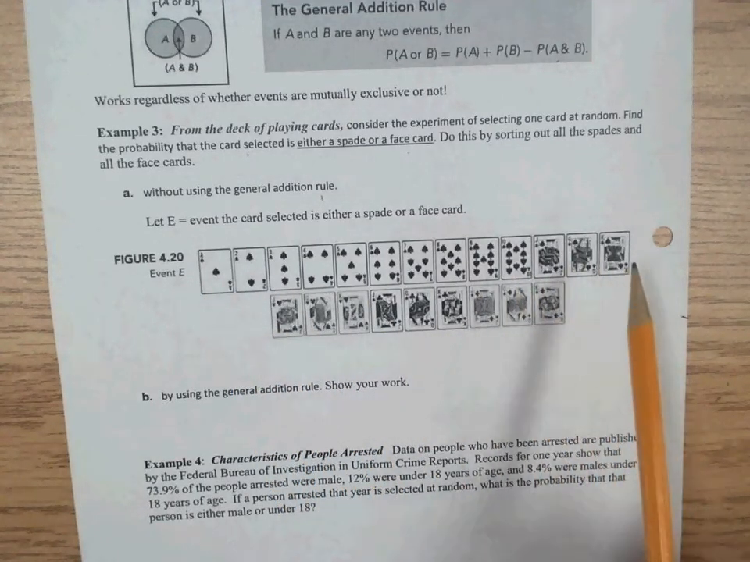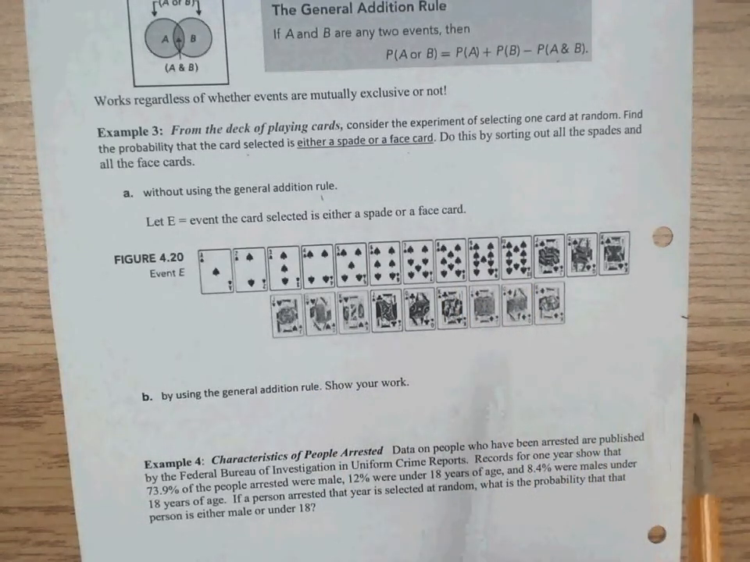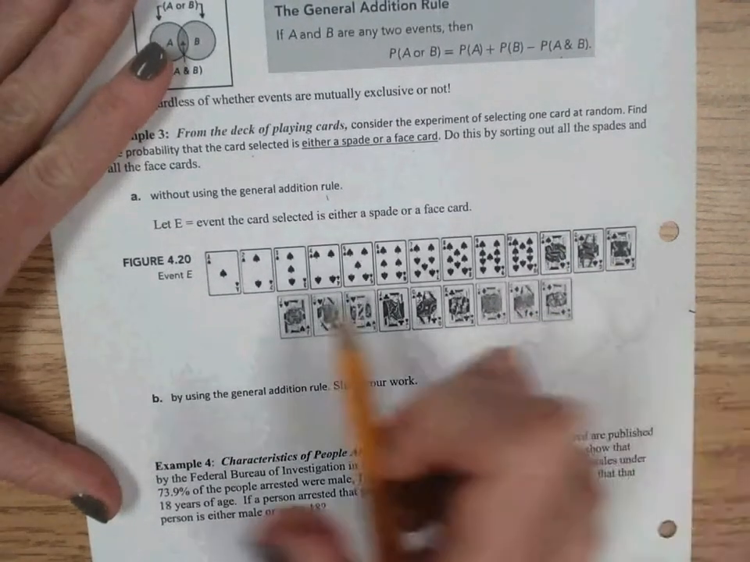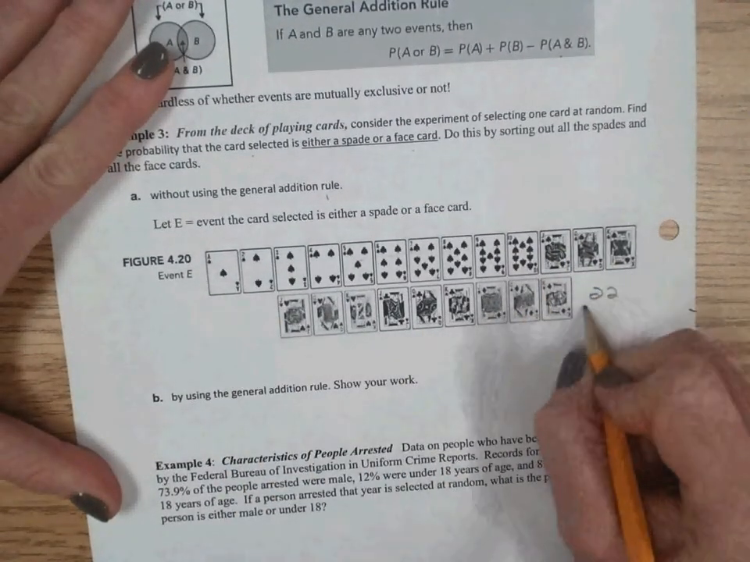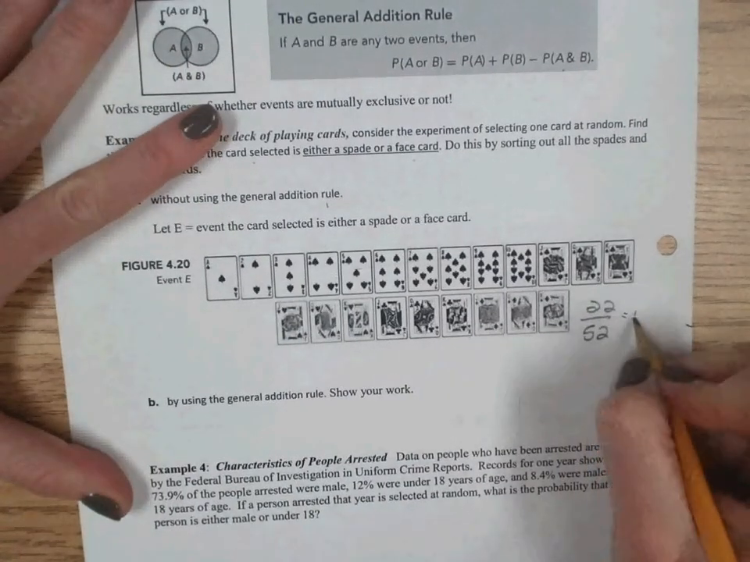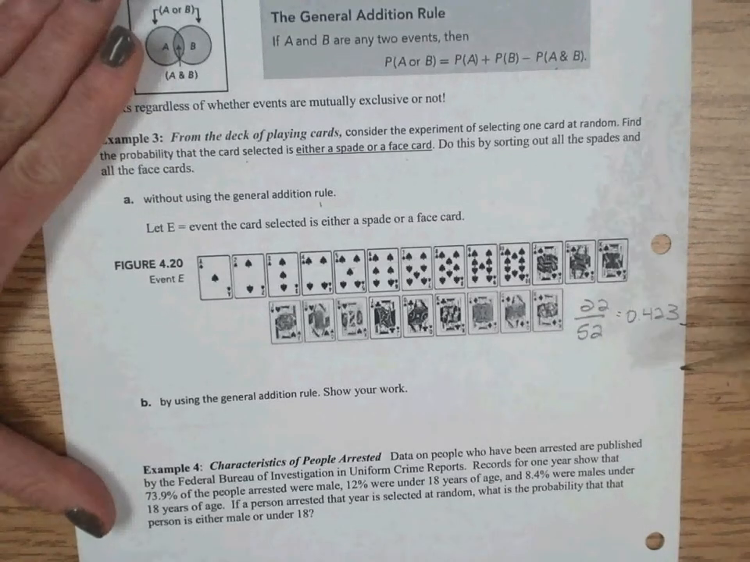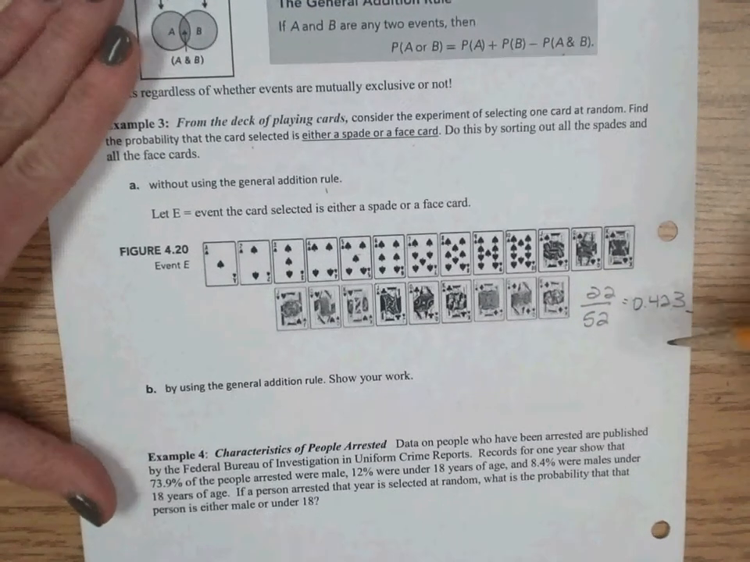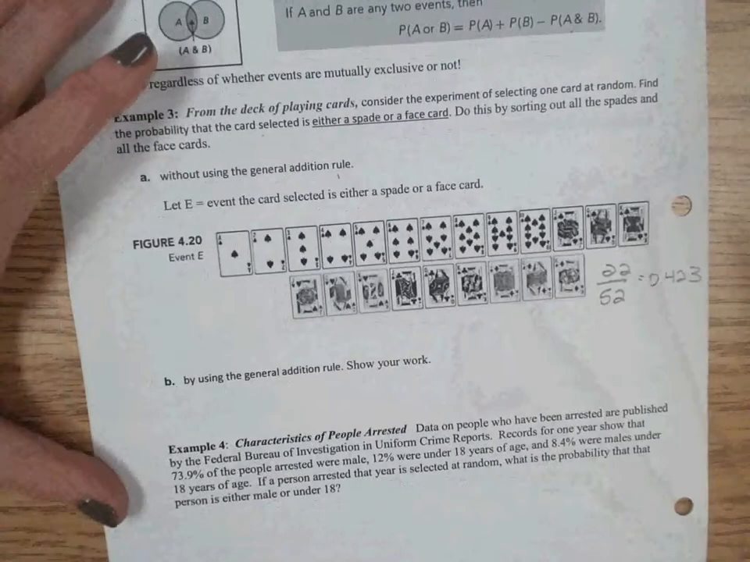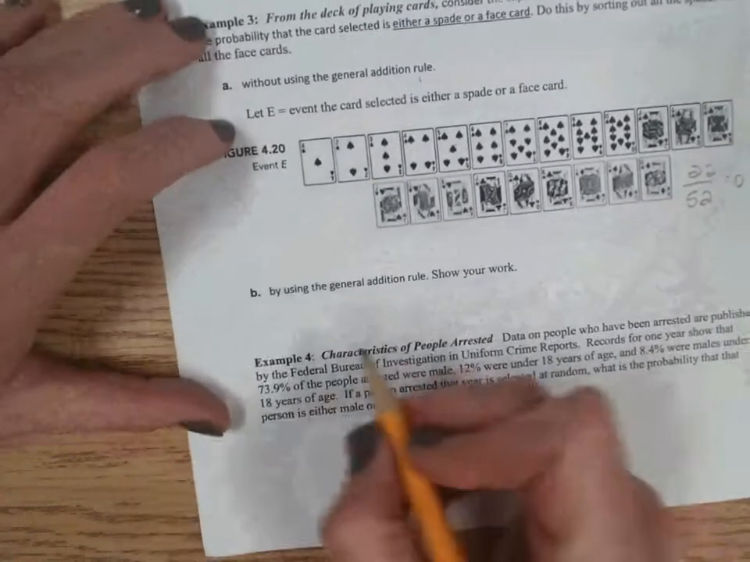Some spades are also face cards, and there are face cards that are not spades, and we get 22 cards here, out of our total 52 cards in a deck, which is 0.423. So the probability of selecting a card that is a spade or a face card is 0.423. And we can also use the general addition rule.